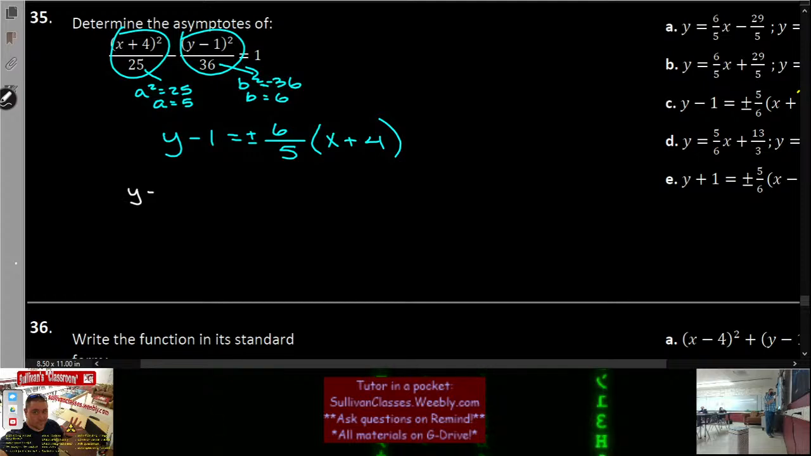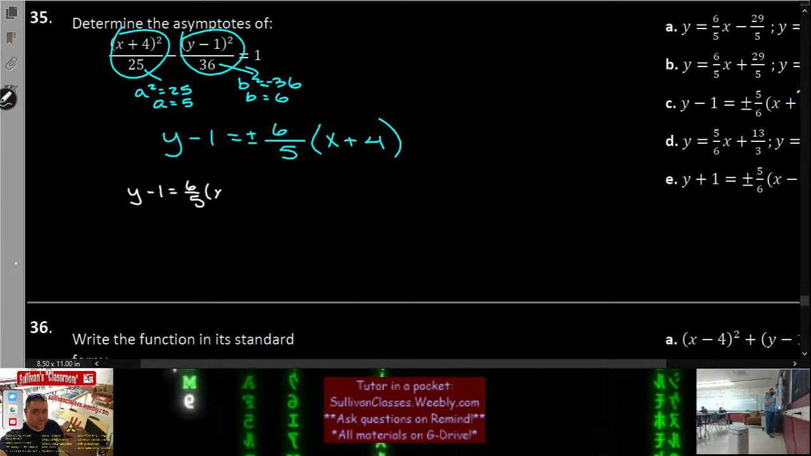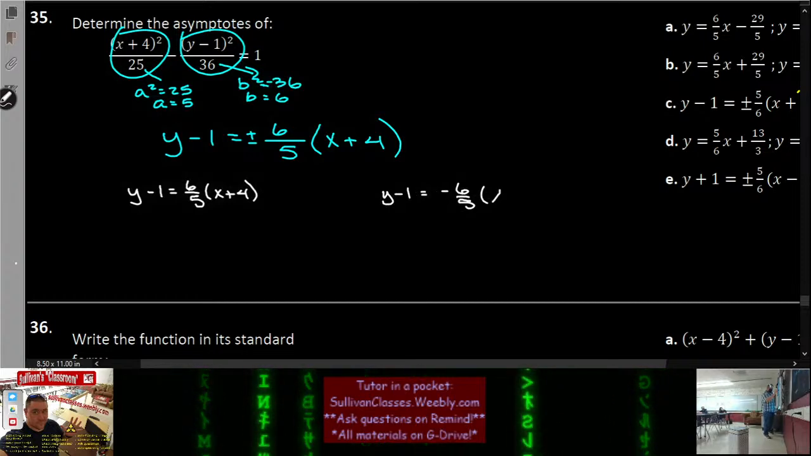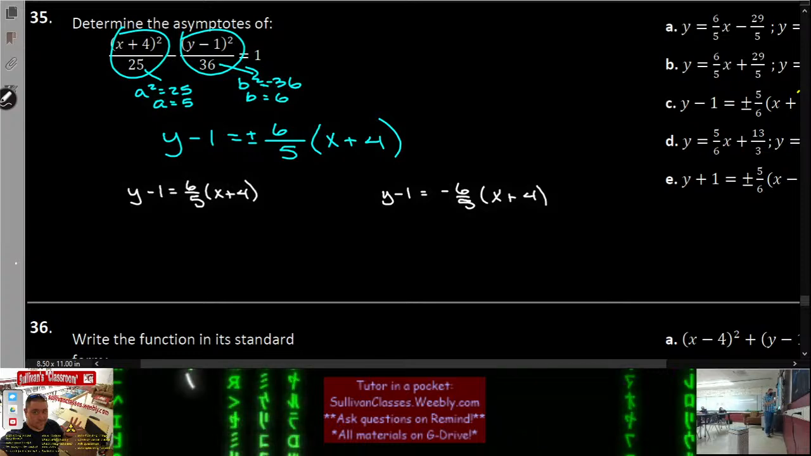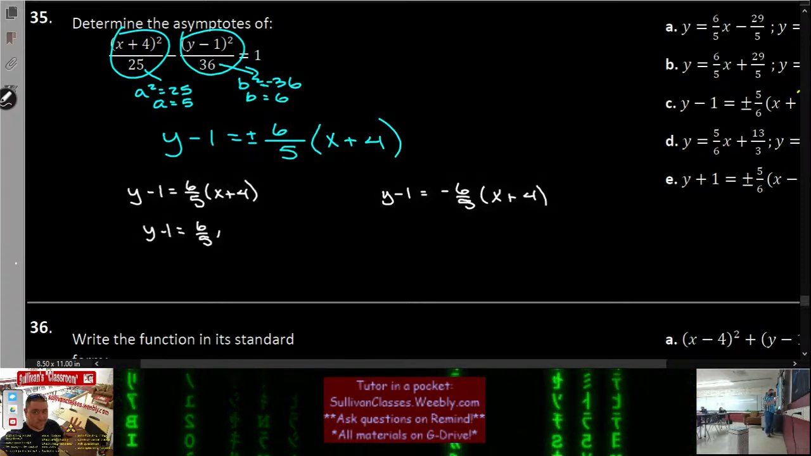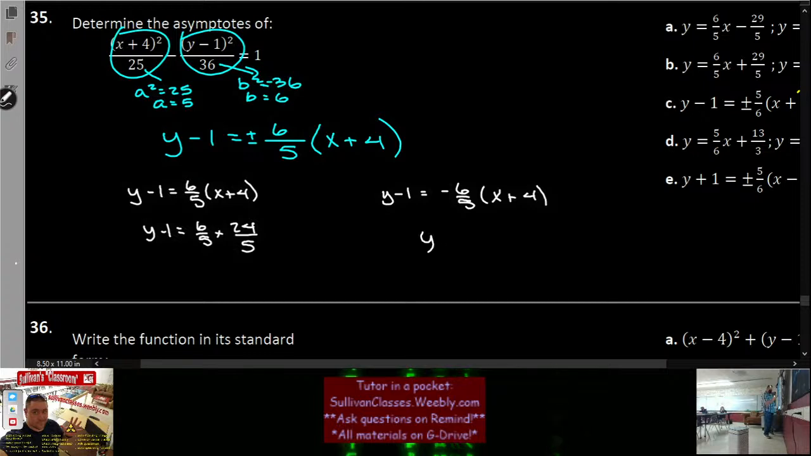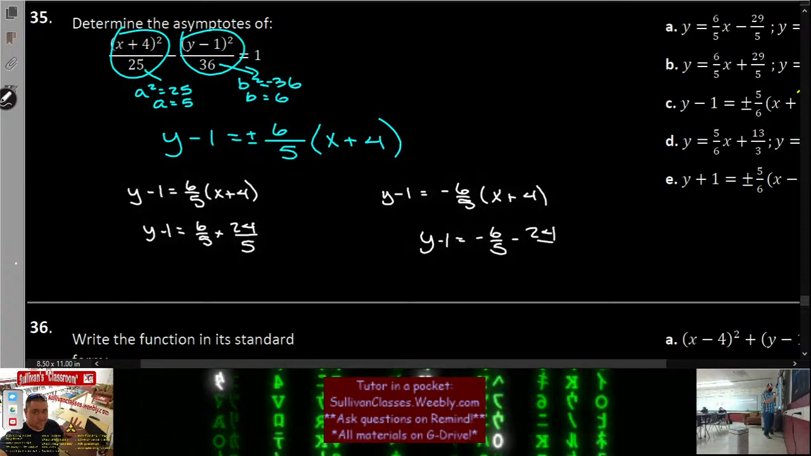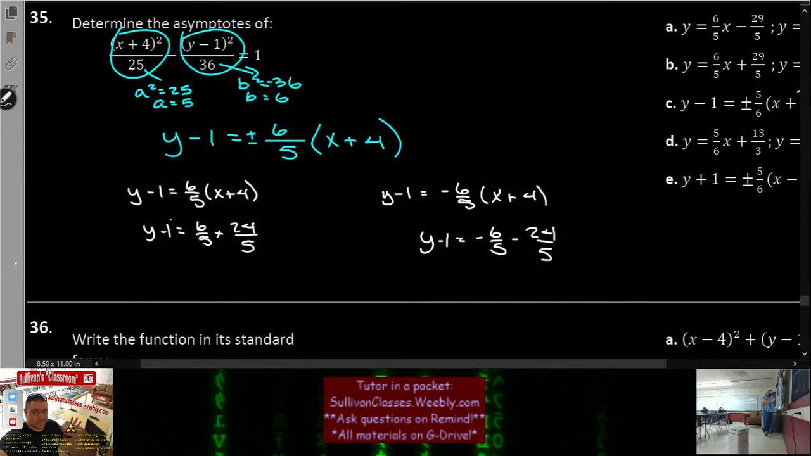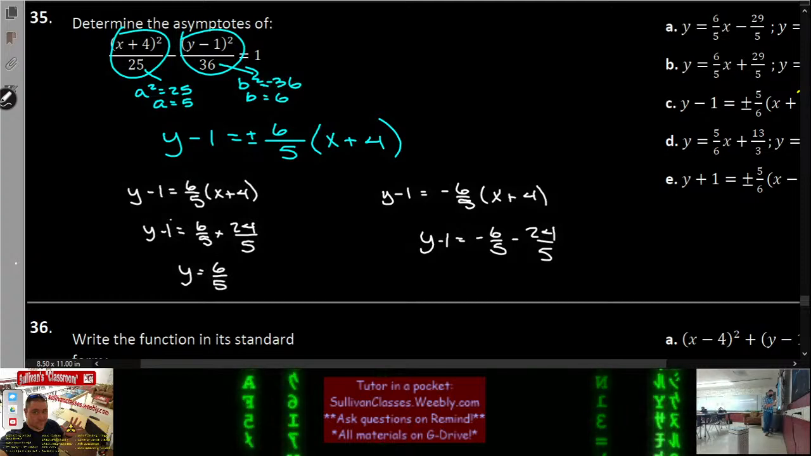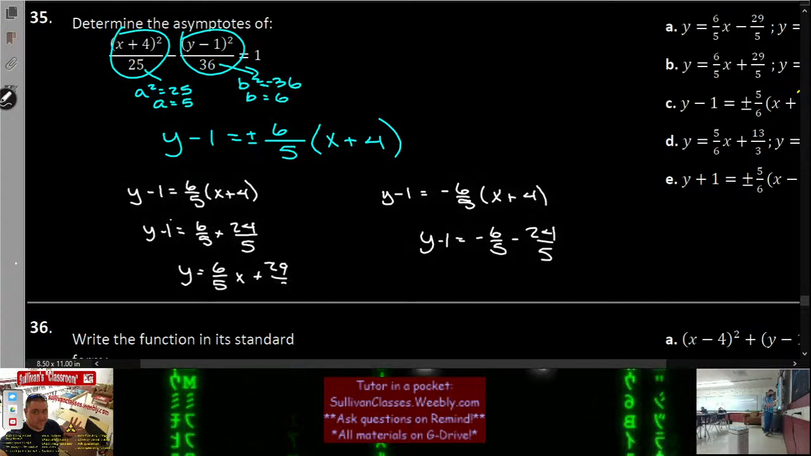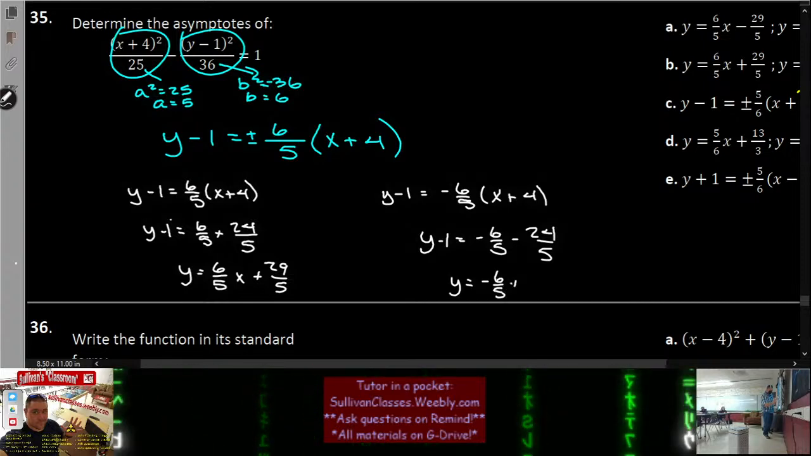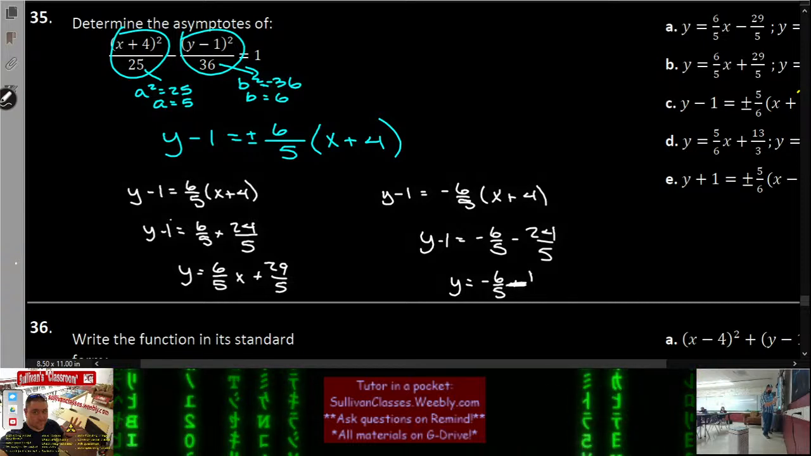I have to say y minus 1 is 6/5 times x plus 4, and y minus 1 is negative 6/5 times x plus 4. Getting y minus 1 is 6/5 x plus 24/5. Y minus 1 is negative 6/5 x minus 24/5. Adding 1, which is 5/5. Adding 1, which is 5/5. Oh, minus.